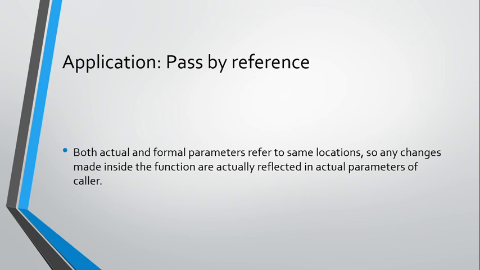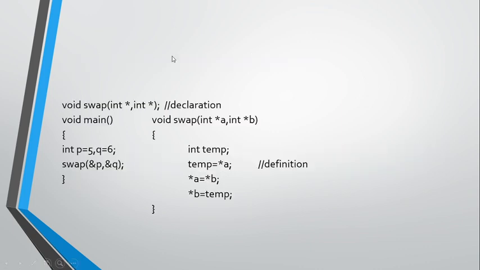So, what is pass by reference? Both the actual and the formal parameter refer to the same location. So we want to make sure that the actual and the formal parameters are pointing to the same location, so that any change made in the formal parameter will actually affect the actual. Any changes made inside the function are reflected in the actual parameter of the code. Such things can be implemented using pointers.